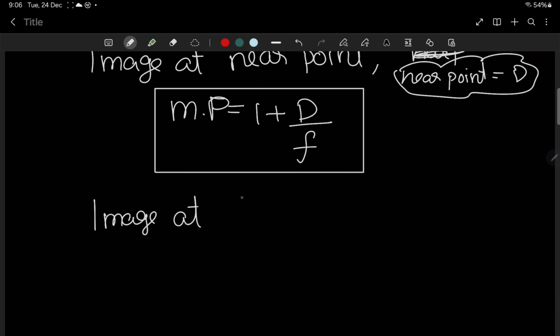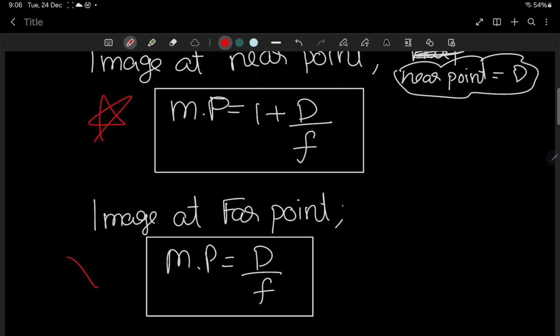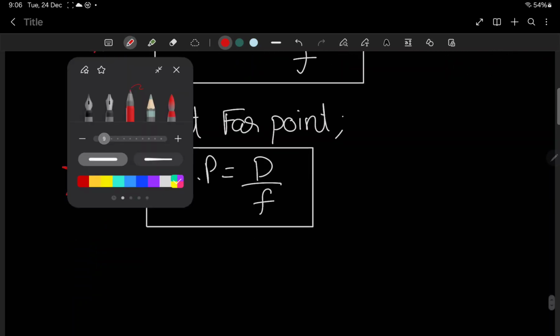Now if we need the image not at the near point but at the far point, that is infinity, the formula for magnifying power is then just d by f. No need of 1 plus, just d by f. So these two formulas are important.